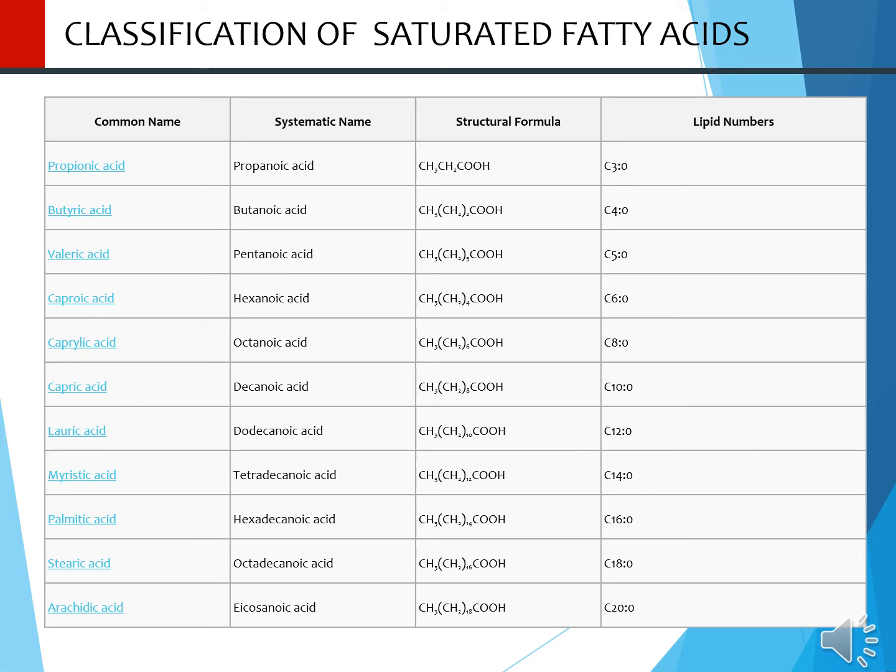This list shows common name, systematic name, structural formula and lipid numbers of a few saturated fatty acids. For example, propionic acid. It is also known as propanoic acid as systematic name. Its structural formula is CH3 CH2 COOH. Lipid number is C3:0. Likewise, systematic name, structural formula and lipid numbers of butyric acid, valeric acid, caproic acid, caprylic acid, capric acid, lauric acid, myristic acid, palmitic acid, stearic acid and arachidic acid are shown in the figure.